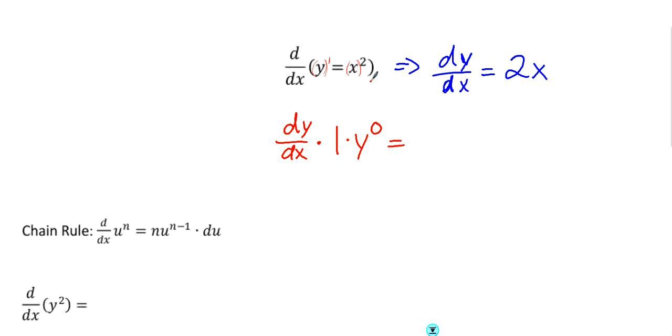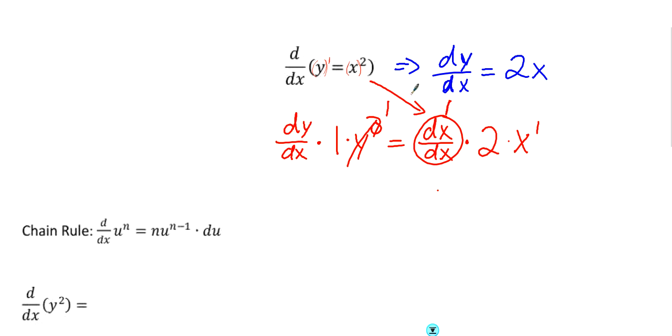The same thing with the x squared. The derivative of x with respect to x is dx over dx, times the power rule part, where you move the 2 out in front, times x to the first power, like that. That is what it would look like if we did chain rule to both sides explicitly. And again, dx over dx is just 1. So that's why we finish with dy over dx equals 2x. Okay? So implicit is really nothing more than chain rule.